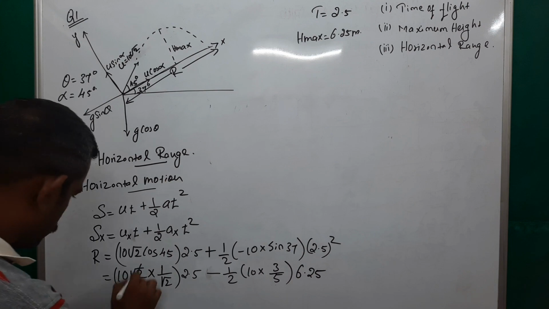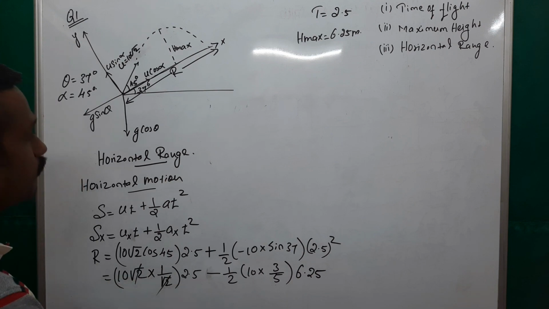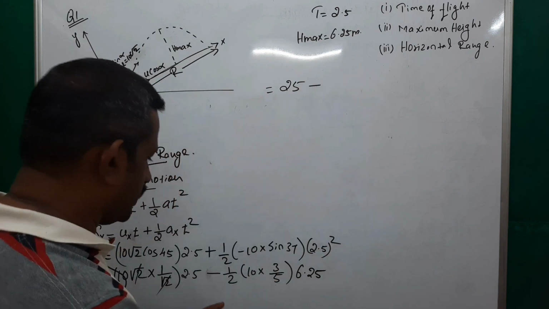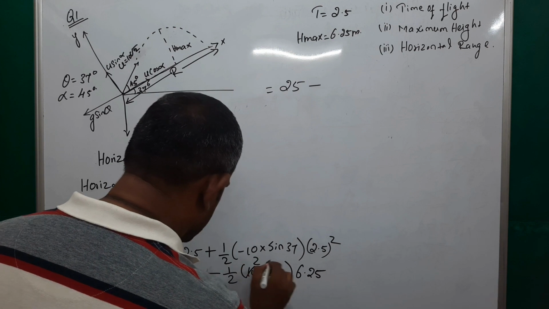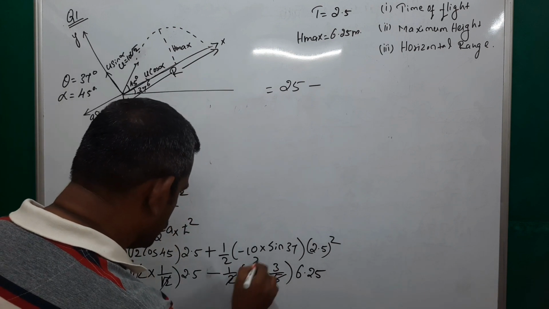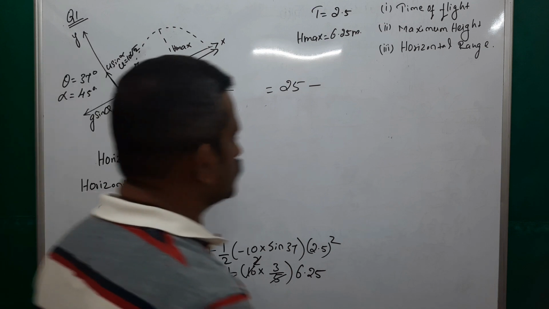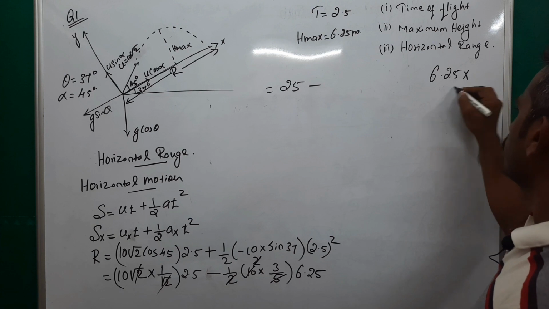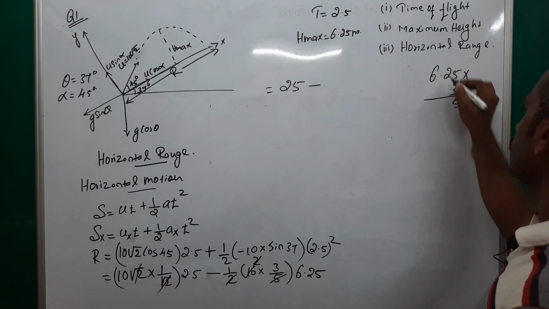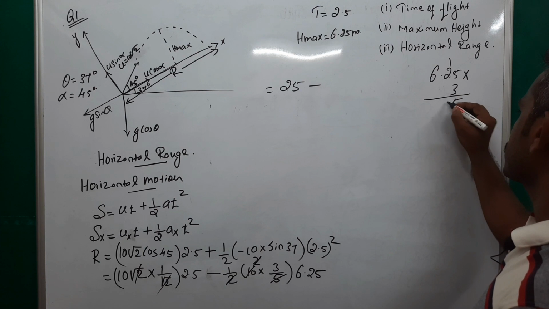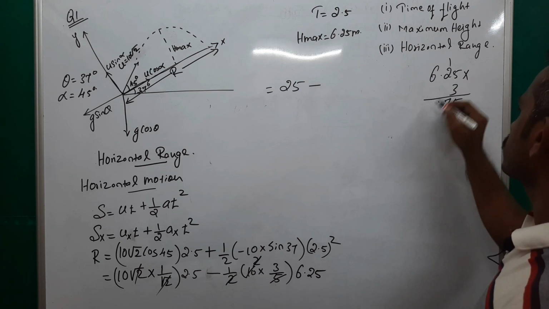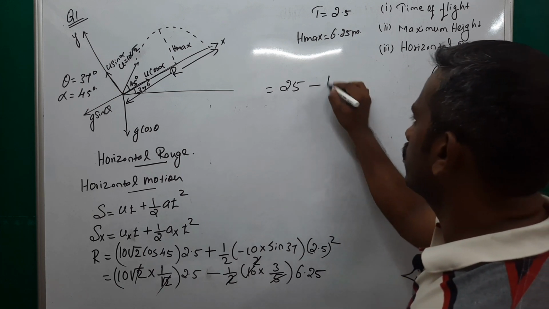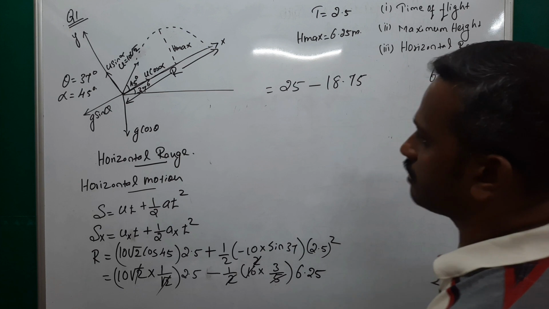Right. So root 2 gets cancelled. 10 into 2.5 is equal to 25, minus. So 5, 2, this 2 gets cancelled. So 3 into 6.25. 6.25 into 3: 5 3s are 15, 1; 3 2s are 6, 7; so 6 into 3 is 18. So 18.75. So 25 minus 18.75.